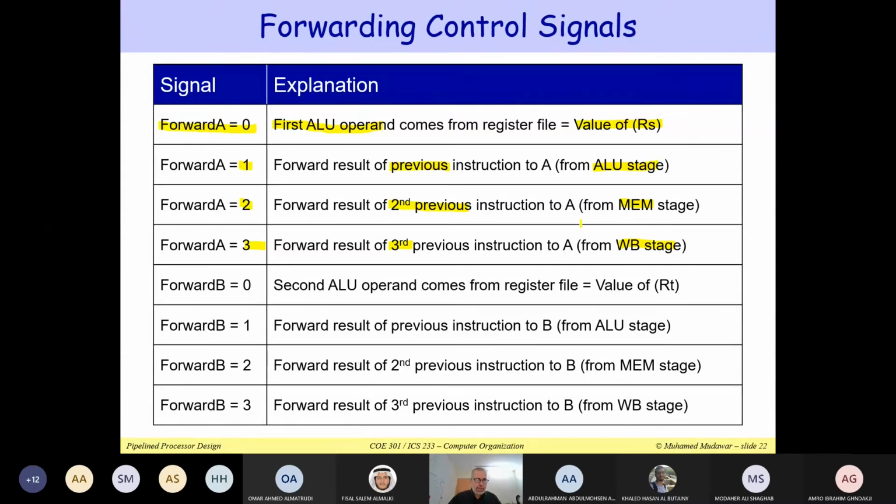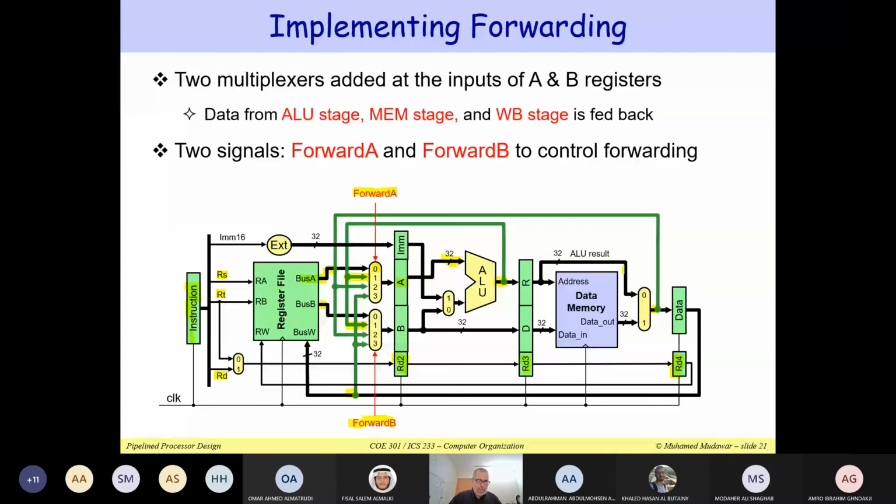So these are in different stages. The same thing for forward B: 0, 1, 2, 3. So 0, there is no forwarding. 1 means that we are forwarding to B. So in the case of forward A, we are forwarding to A, which is the first input of the ALU. And in the case of B, this is a second multiplexer. We are forwarding to B, which is the second input to the ALU.